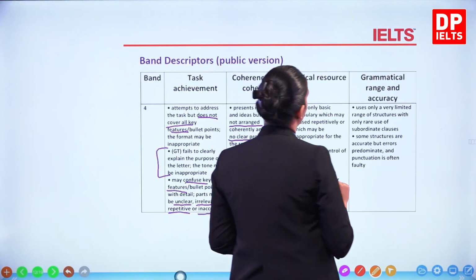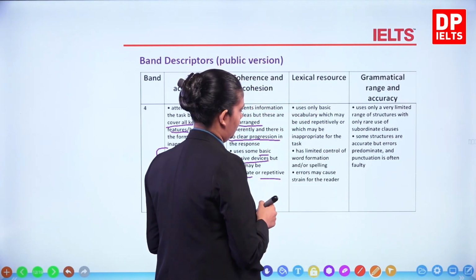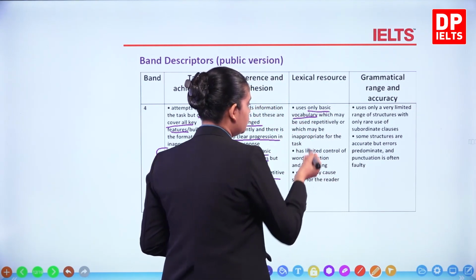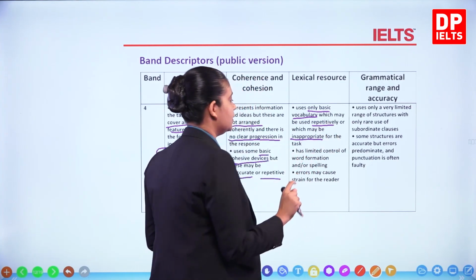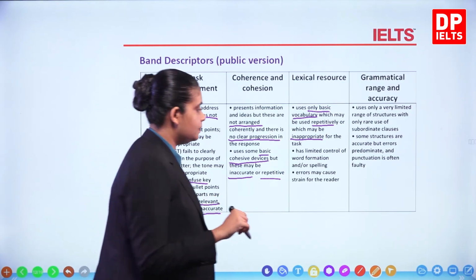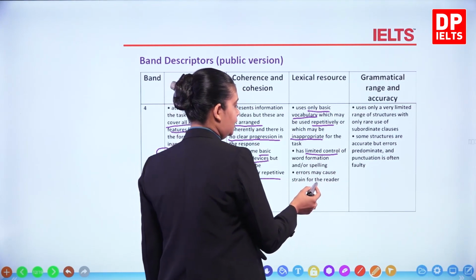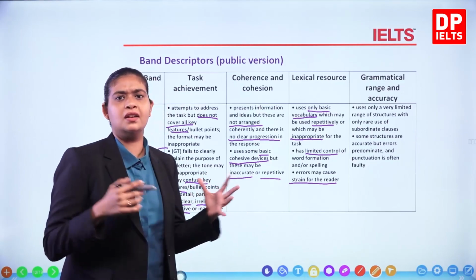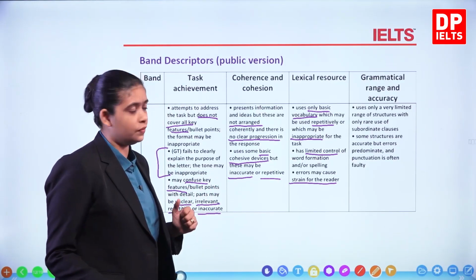Next, we are going to have a look at the lexical resource, which is the vocab. You use basic words which may be repetitive and sometimes even inappropriate. You have limited control over your word formation and spelling, and this causes strain. Strain means we can't understand when we're trying to understand. It's a bit stressful for the reader.